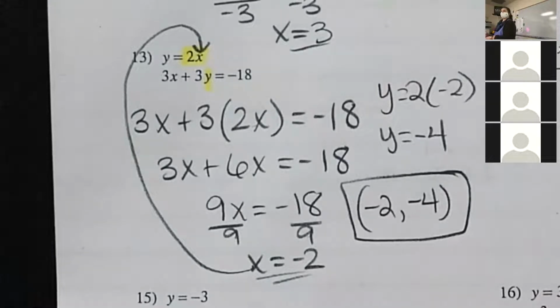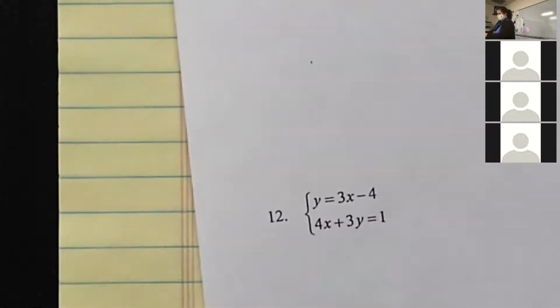Make sense? Okay, let's turn it to the other side of your paper. Let's look at number 10. Okay, the goal is to get a variable by itself. Do I have a variable by itself? Yeah, I actually have 2 of them. So I get to pick which one I want.